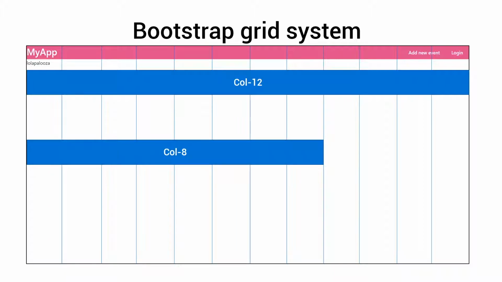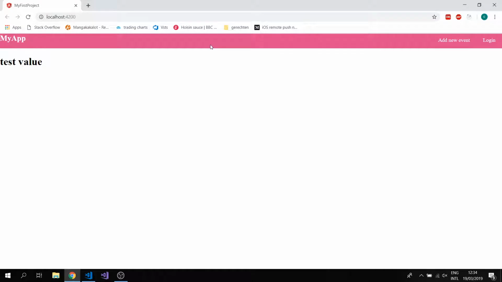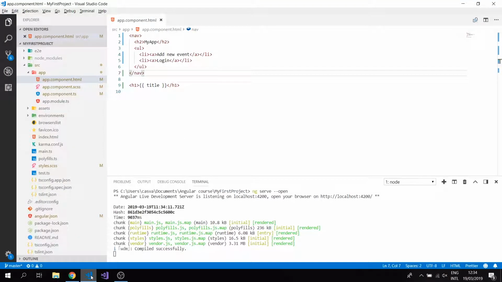If we put a col 8 class on our elements, it will take 66% of the width it can get. Also, you can put a col 8 offset 2 class on our element, which will push our col 8 element two columns to the right. And we're going to use that for styling our navbar.